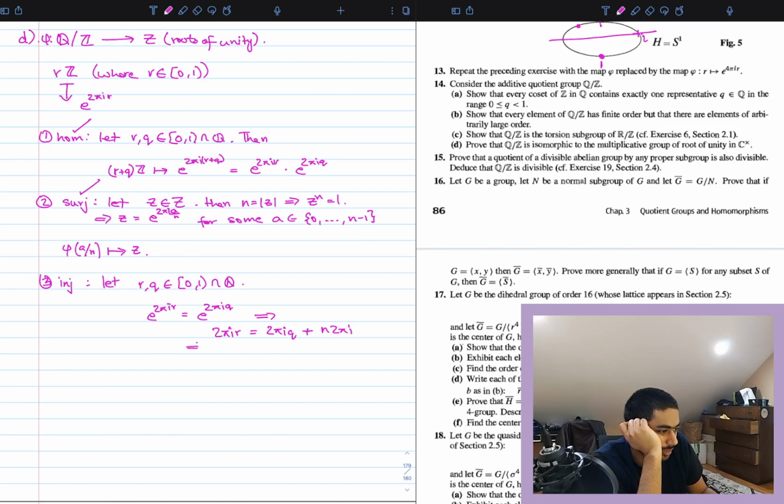Which means that, factoring out 2 pi i, r is equal to q plus n. But look, r and q are both in this range, and so n has to be 0, which means r equals q. And we have injectivity as well. So we've made our isomorphism, and I think we should be done.